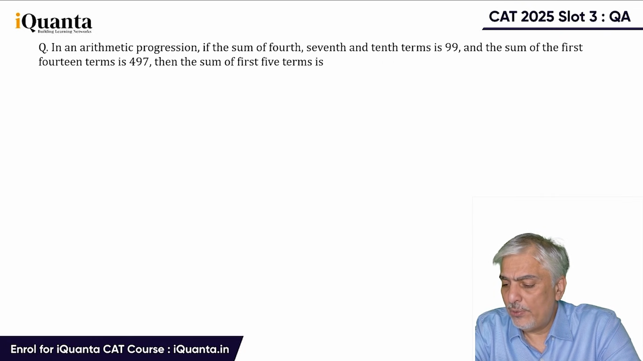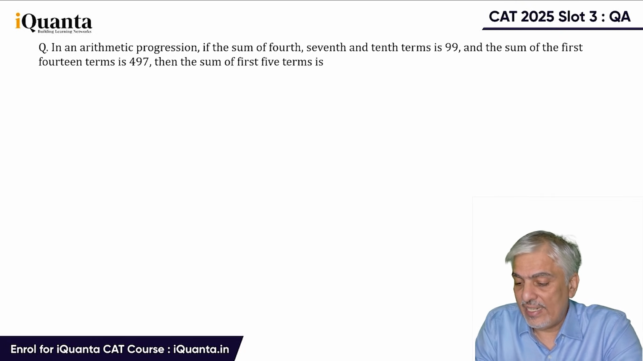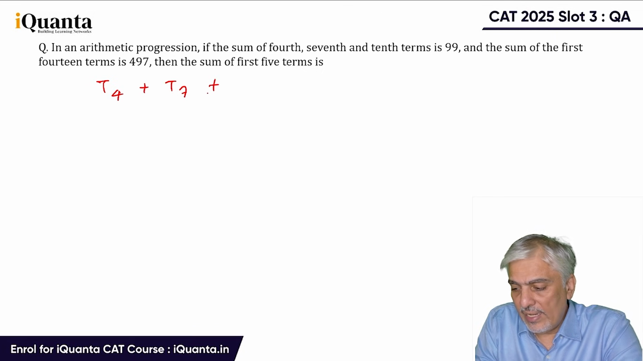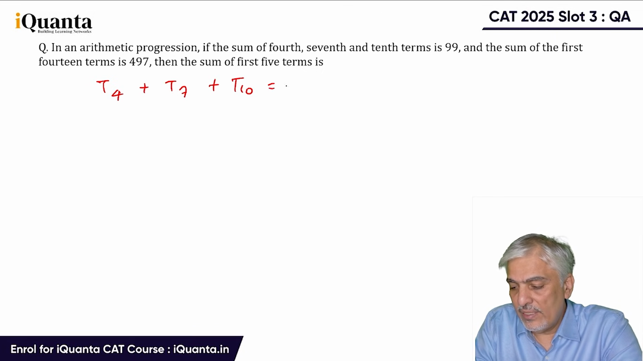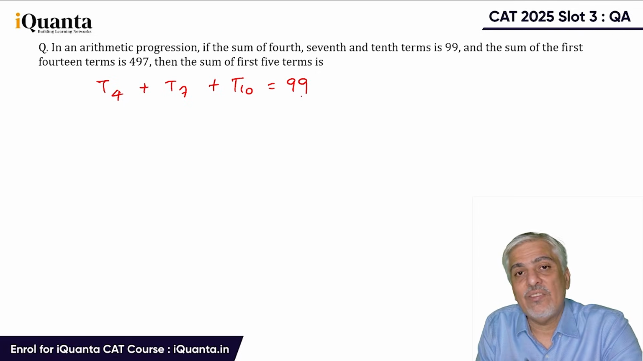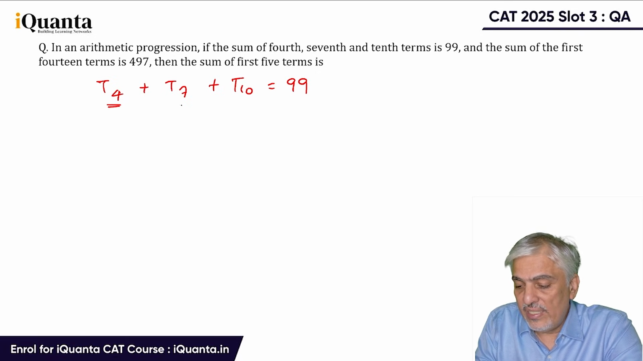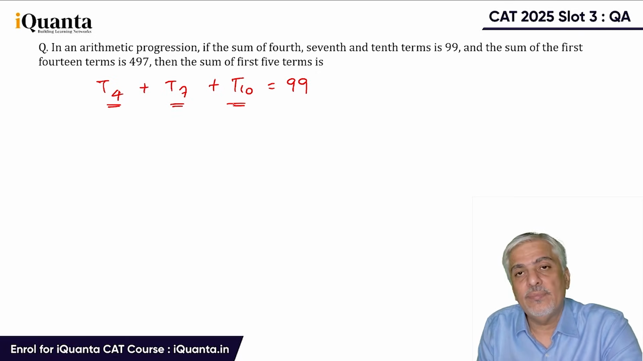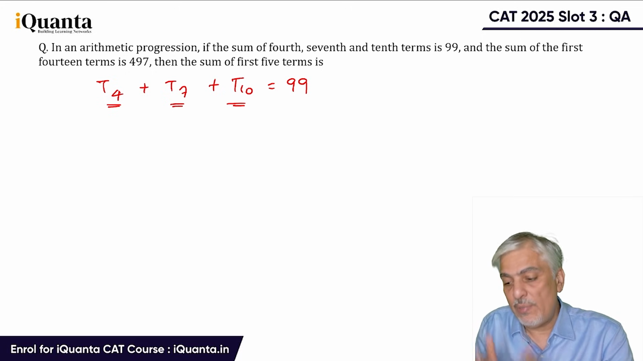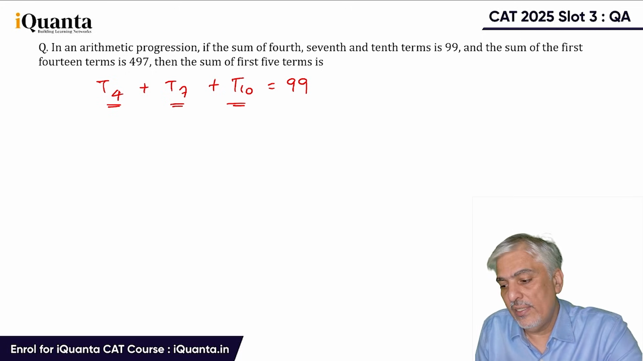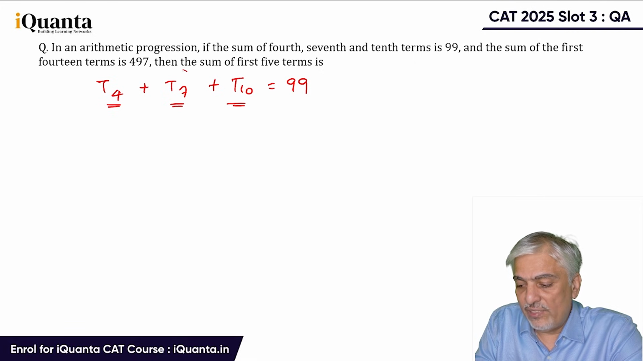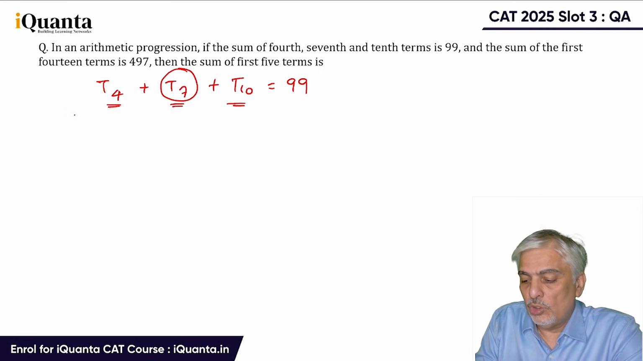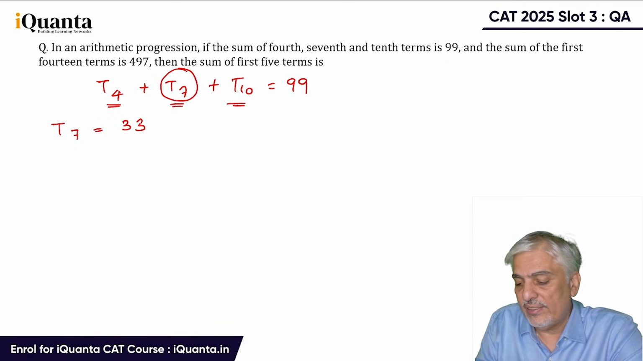In an arithmetic progression, the sum of the 4th, 7th and 10th term is 99. So if you write the 4th term, the 7th term and the 10th term, look at it very frankly. CAT has given you a shortcut here also. These three terms are in AP. The whole series is AP, but within these three terms again are in AP. So the average will always be the middle term. So in short, what they're telling you is T7 is 99 divided by 3, 33.